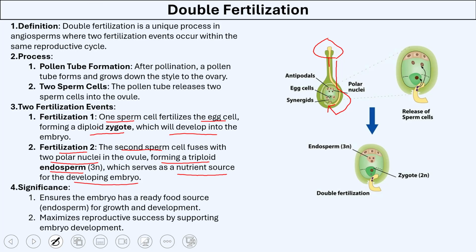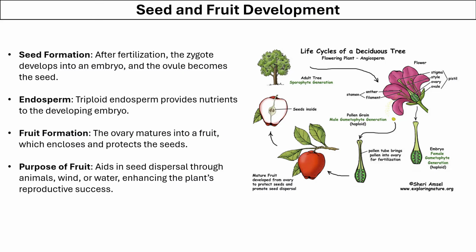This is a very significant process in angiosperms because with the formation of seed, you have also ensured some nutrient source for the seed. This nutrient source helps in the development and growth of the seed and maximizes their reproductive success. After fertilization, seeds are formed from the embryo in the ovule. There is also endosperm, which we just talked about, formed by the fusion of one sperm with two polar nuclei. It's a triploid structure and it provides nutrient to the growing embryo.